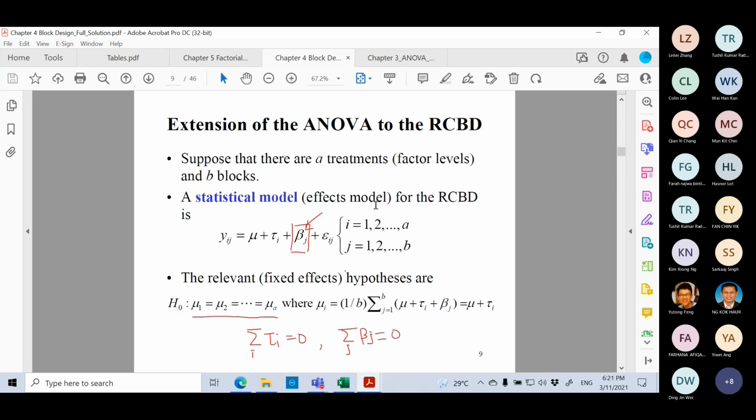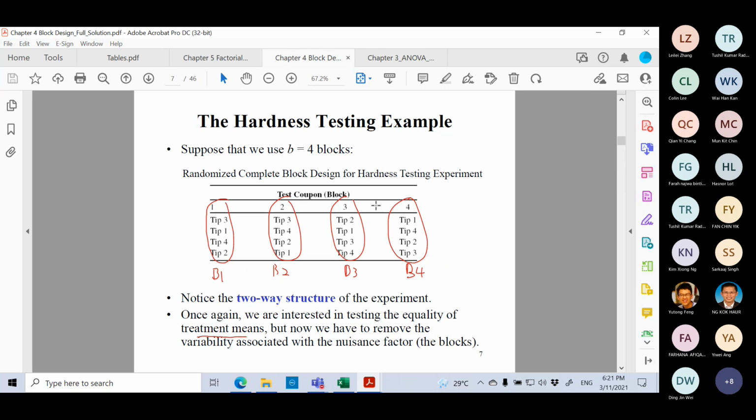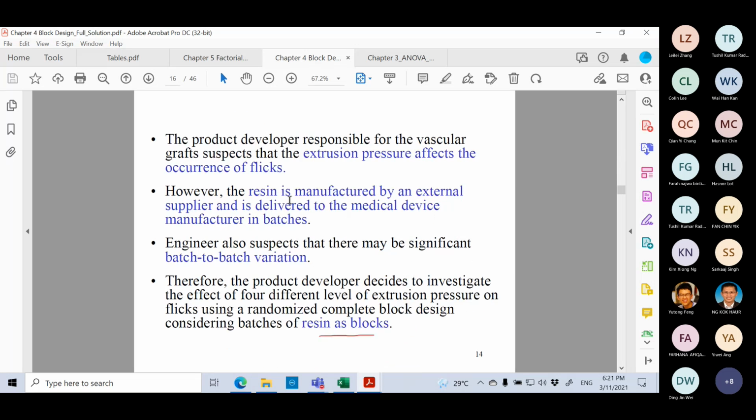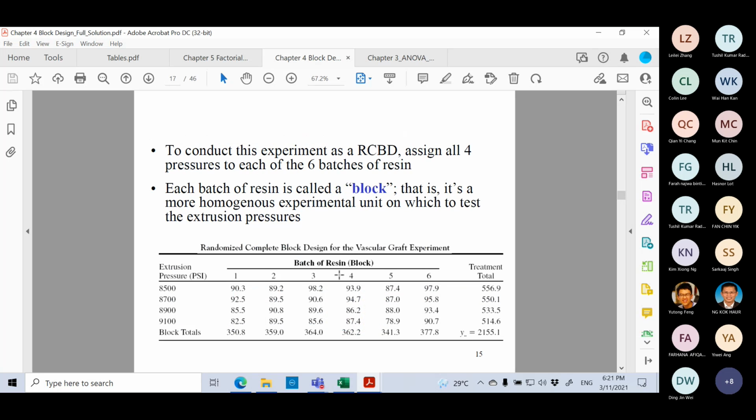Let me see whether the block is here or not. It's similar to the block here. But bear in mind that in the block design, one of them is a block. This block is called the nuisance factor. It's not your interest of the study.